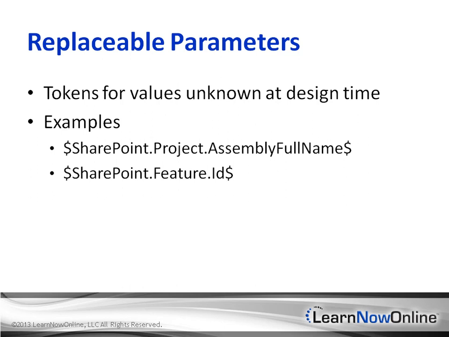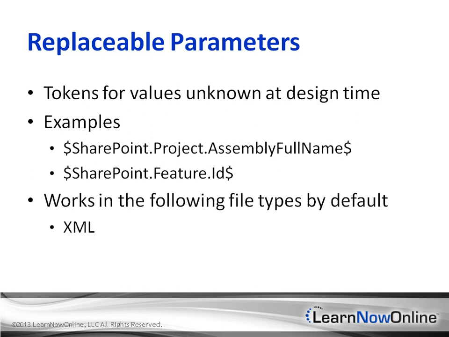And the same thing for feature IDs. Although you can get those at design time as well, it's just nice to have the token for it. And this works in the following file types. XML files, we can use the tokens. ASPX, like I was saying, the application pages. Also ASCX, those are the server controls. So if you're building a custom control, you can take advantage of these tokens.